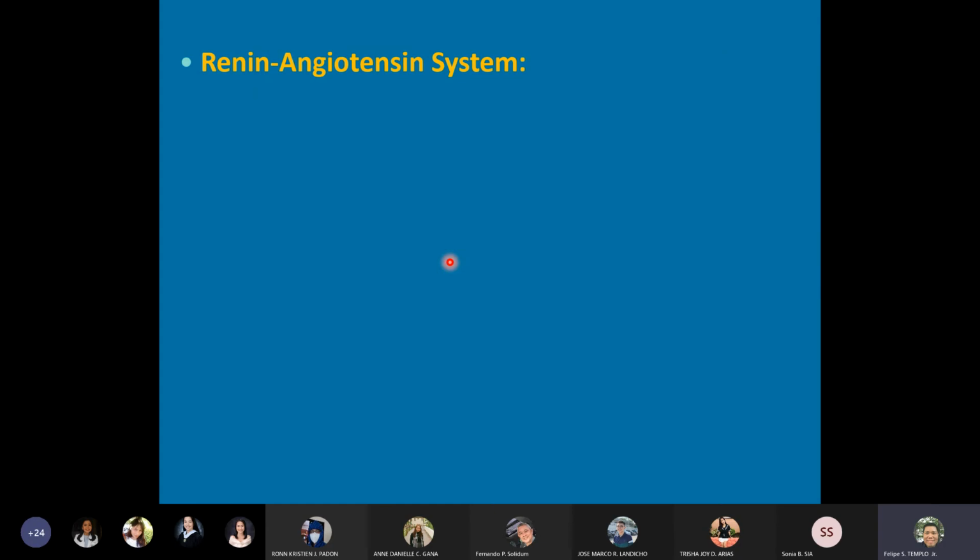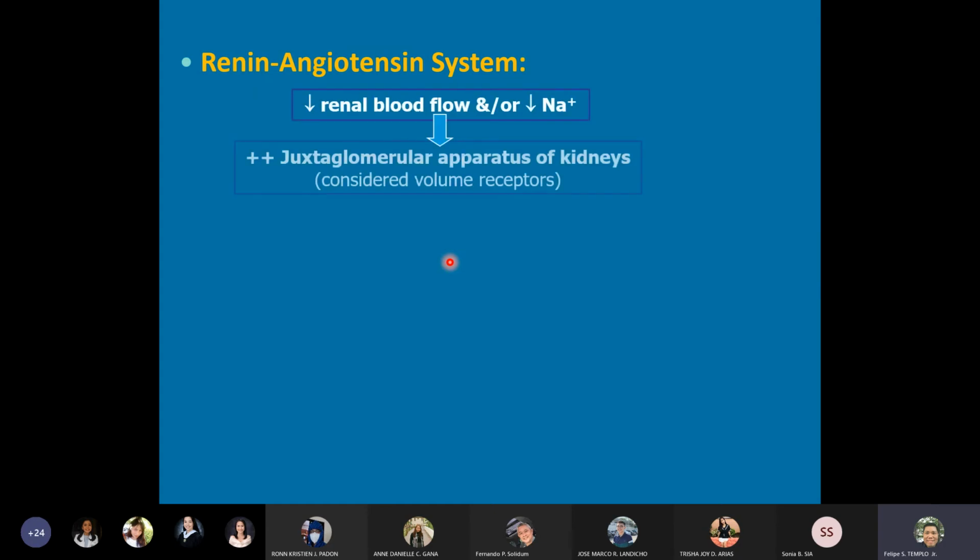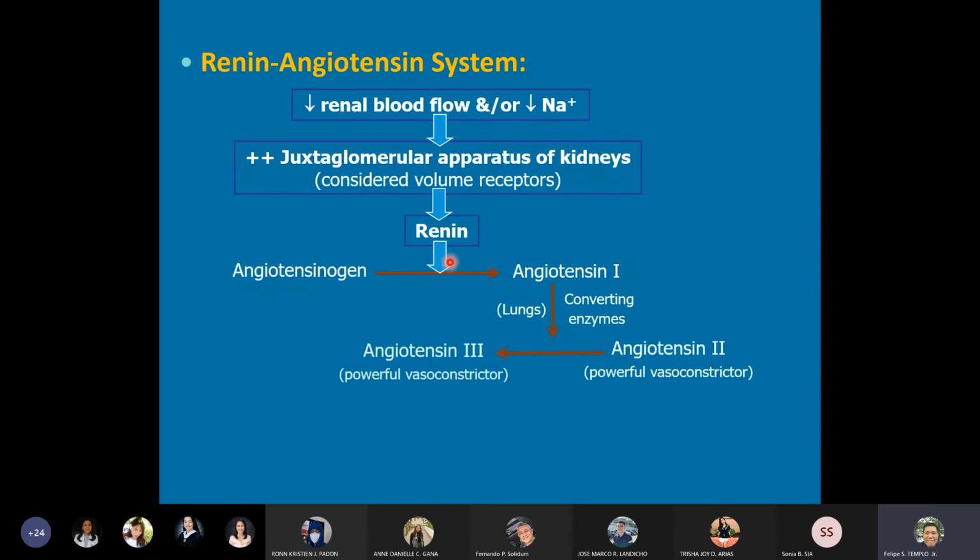So again, let's summarize the renin-angiotensin system. You have a decrease in renal blood flow or a decrease in sodium, probably due to hemorrhage, sudden postures, or other causes. Your JG apparatus of the kidney, which is considered the blood volume receptor, would produce renin. Your renin will convert your angiotensinogen into angiotensin 1. Angiotensin 1 is converted into angiotensin 2 by an enzyme produced in the lungs. To some extent, we also have angiotensin 3, but it's mainly the angiotensin 2. This is the most powerful.